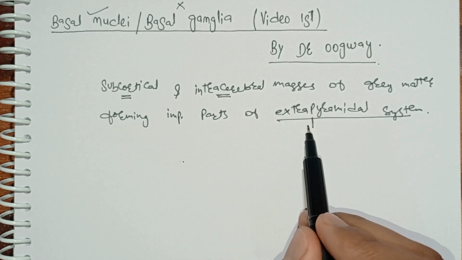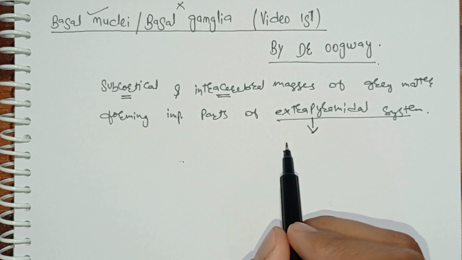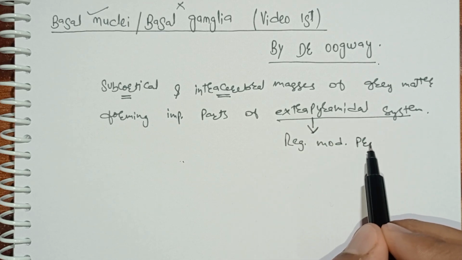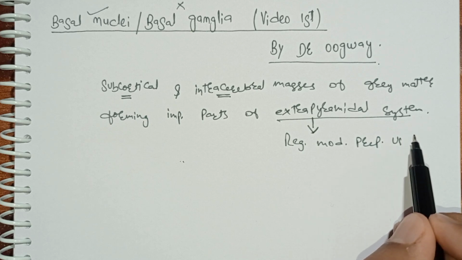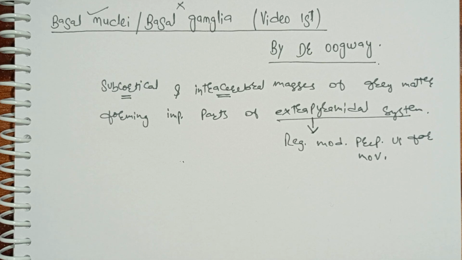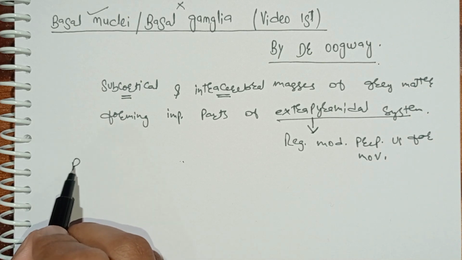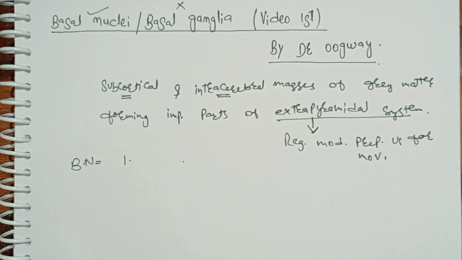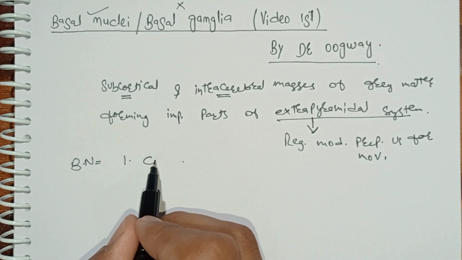What is the extrapyramidal system? This system in the body regulates, modulates, and prepares us for movement. Clearly? So this is the definition of the basal nuclei. This basal nuclei has three structures. It is made up of three nuclei.